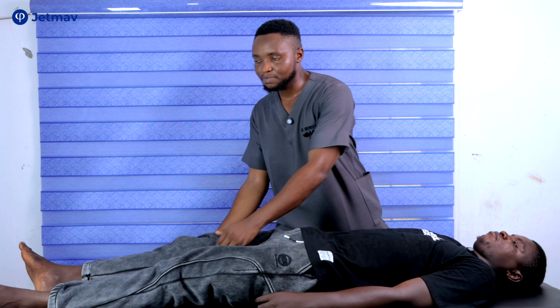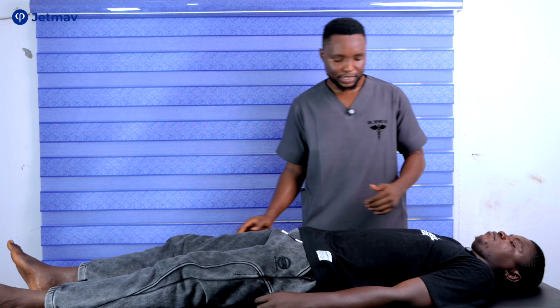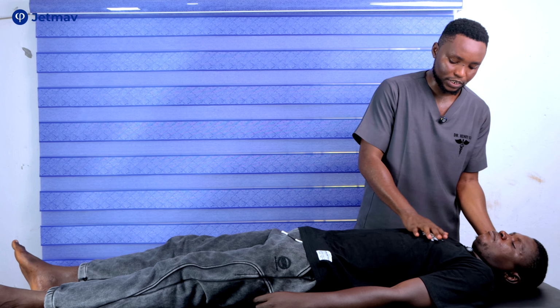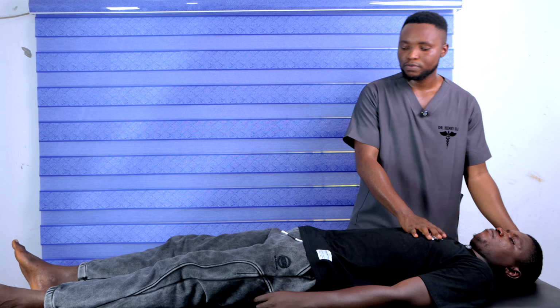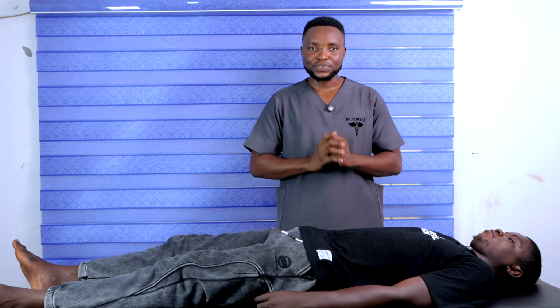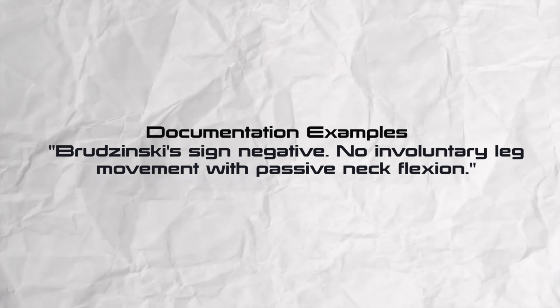Now, if there's meningeal irritation, during the flexion of the neck, the patient might involuntarily flex the knee, and flex the hip and the knee too. But in this case, there is no flexion of the hip and the knee when we did this, okay? So this shows that there is no sign of meningeal irritation. Brudzinski sign is negative. There is no involuntary leg movement with passive neck flexion.